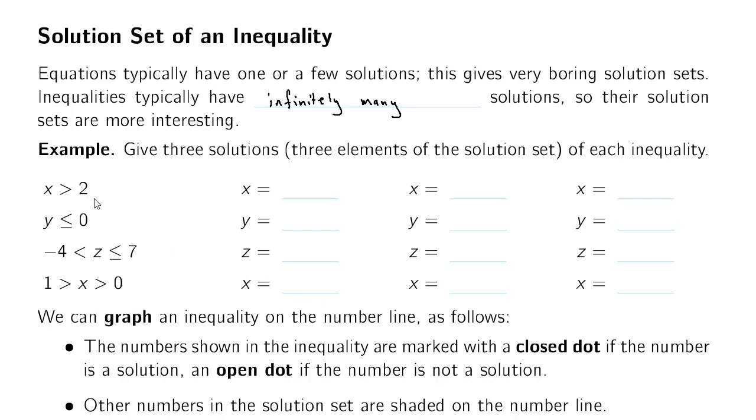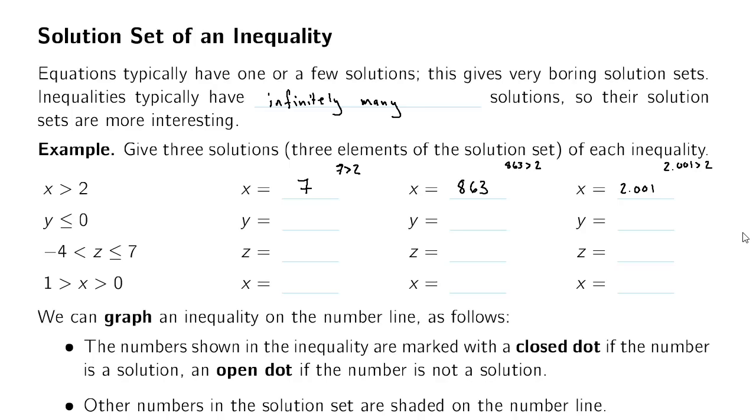So, x is greater than 2. Any number that's greater than 2 is a solution to this inequality. So 7 is a solution, because 7 is greater than 2. 863 is a solution, because 863 is greater than 2. And even like 2.001 is a solution, because that's a little bit greater than 2. So I can just keep coming up with numbers that are greater than 2.